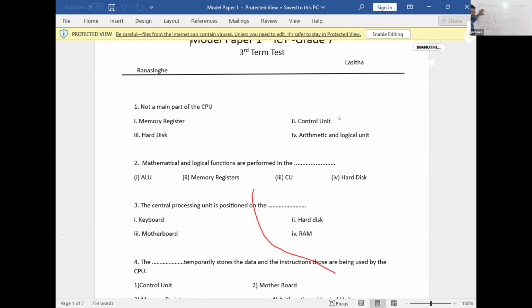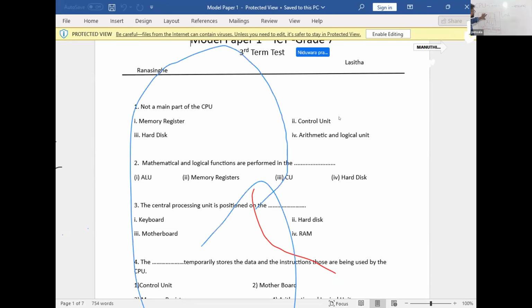This question is about the CPU. So what is the question? Not the main part of the CPU. Now we know what the main parts of the CPU are. The control unit controls the signals related to the unit, and the ALU is the arithmetic and logic unit.